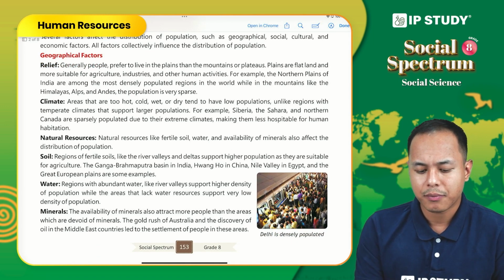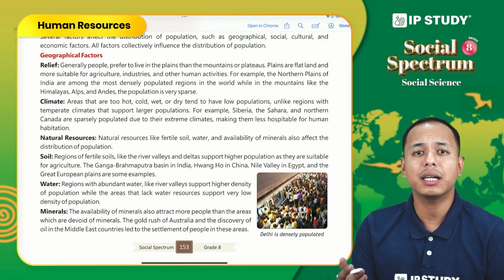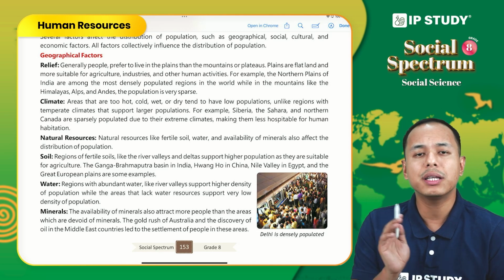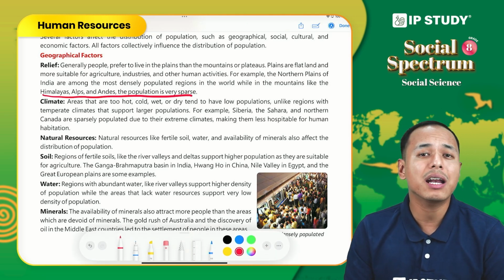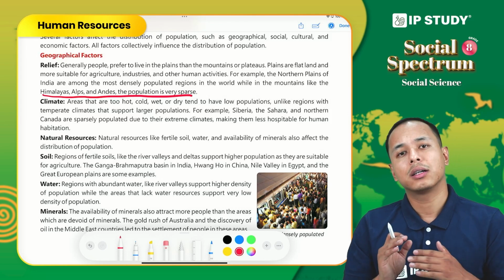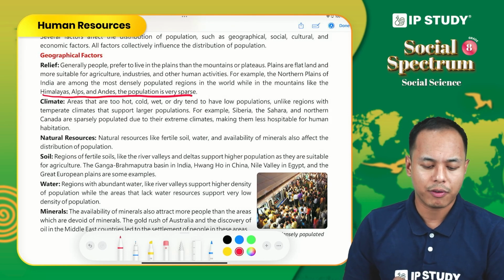For example, all the fertile alluvial plains are densely populated in comparison to mountainous regions like the Himalayas, Alps, Andes. So these mountainous regions are sparsely populated, or comparatively fewer people live in these regions when we compare them to the fertile plain land.